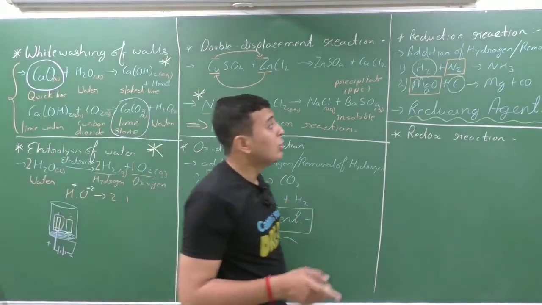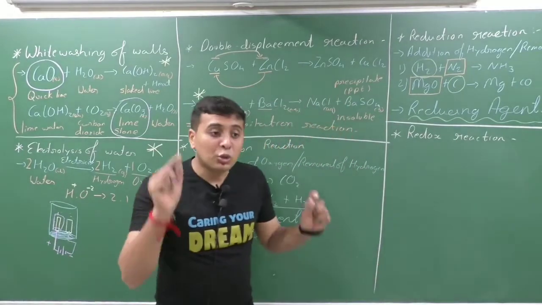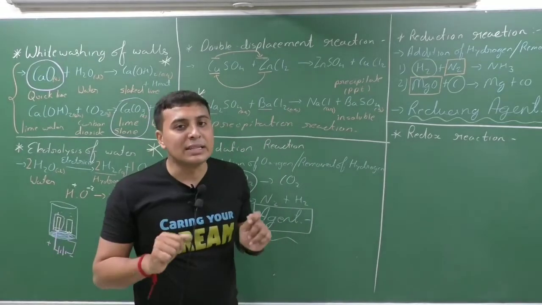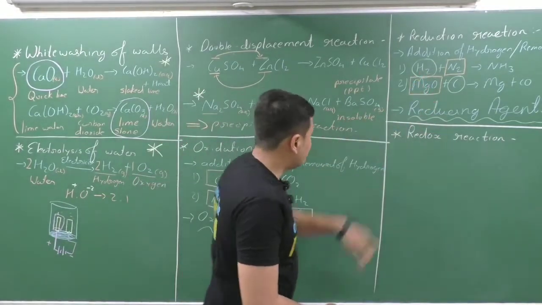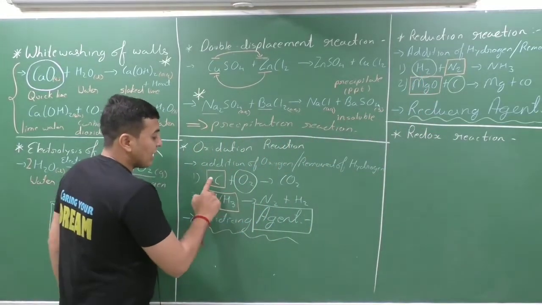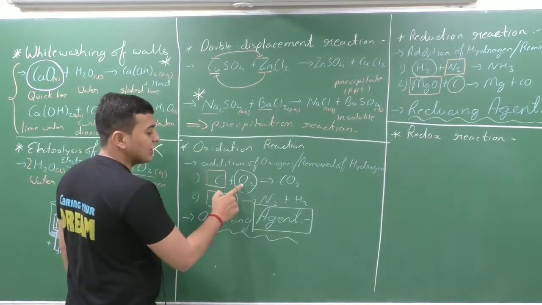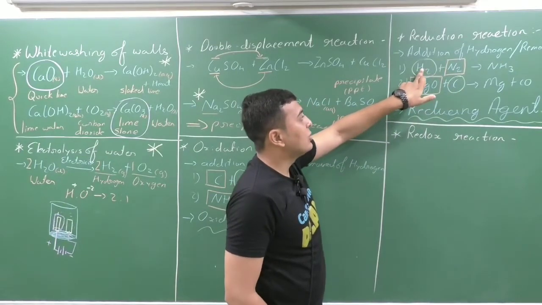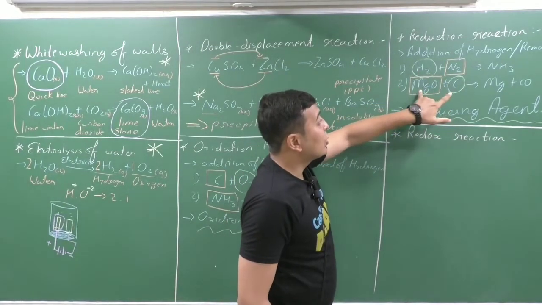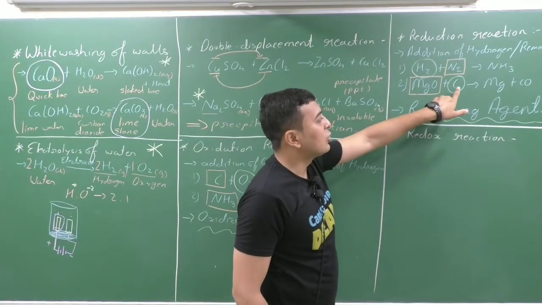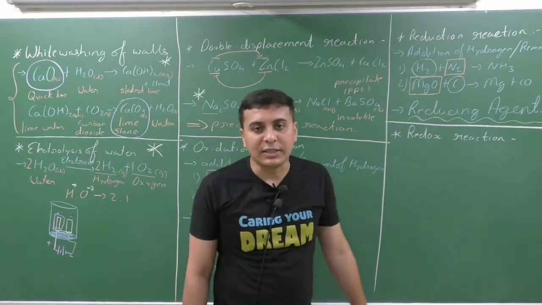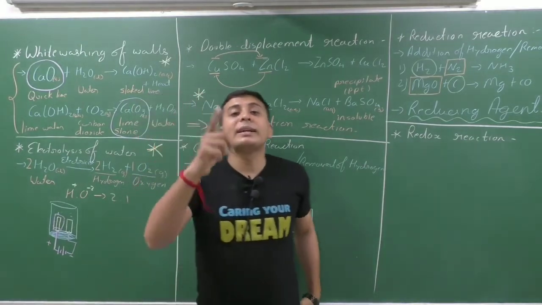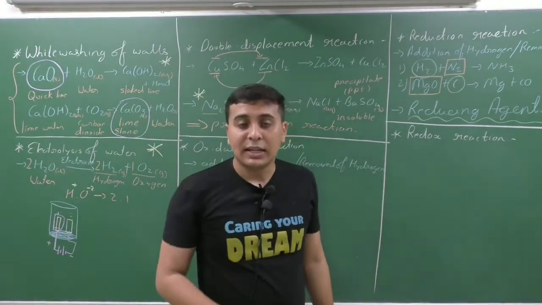But the compound due to which another compound gets oxidized is known as oxidizing agent. For example, here the carbon gets oxidized because of oxygen, so oxygen is the oxidizing agent. Nitrogen gets reduced because of hydrogen, so hydrogen is the reducing agent. Magnesium oxide gets reduced because of carbon, so carbon is a reducing agent. Write down the definitions of oxidizing agent and reducing agent.